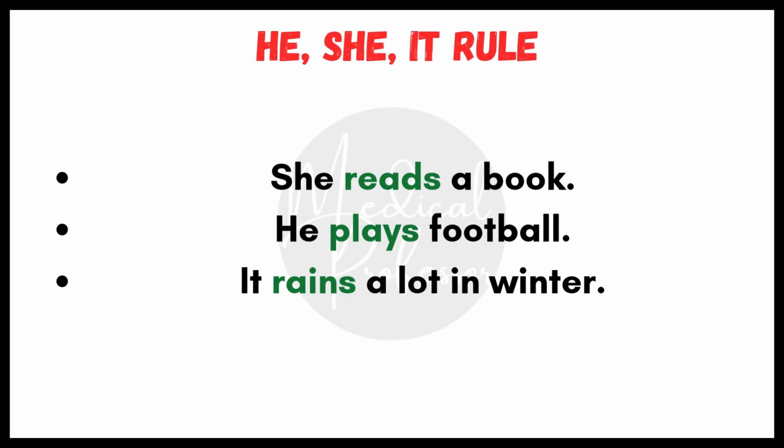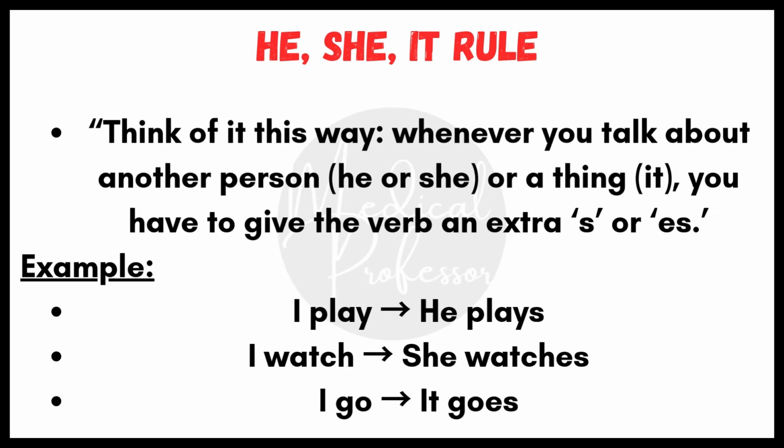He plays football. We add s. It rains a lot in winter. We add s. It rains a lot. Think of it in this way. Whenever you talk about another person, he or she, or a thing, it, you have to give the verb an extra s or es.